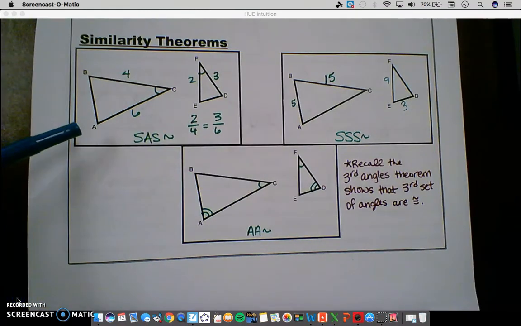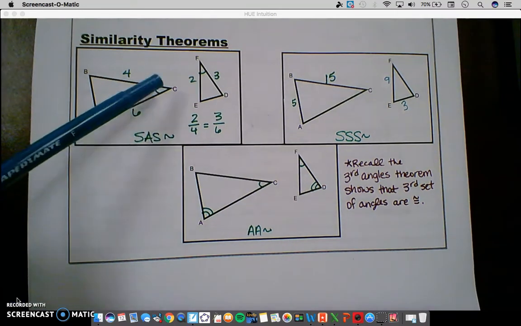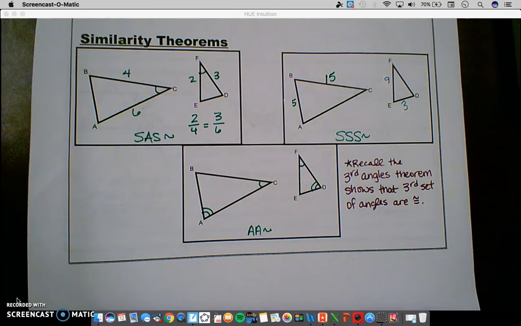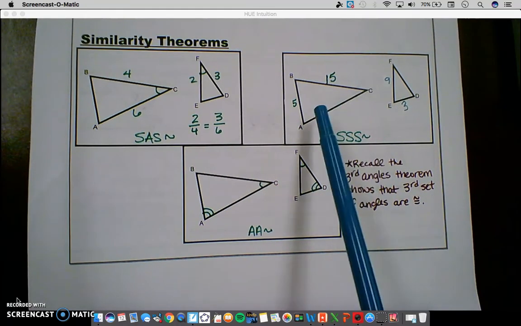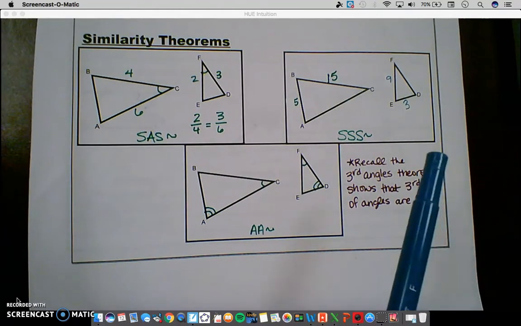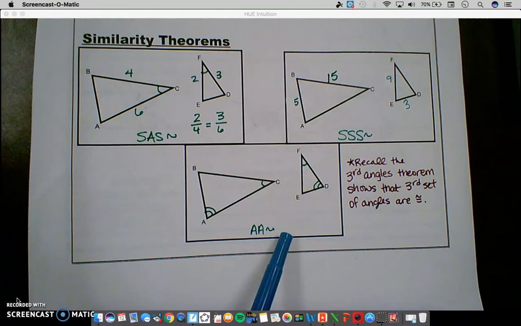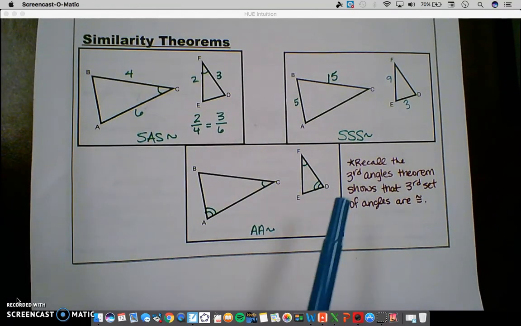These similarity theorems are SAS similarity, where we have congruent angles and then those corresponding sides are proportional. SSS similarity, where all 3 sets of sides are proportional. And then AA similarity, where we have 2 sets of angles that are congruent, which means the sides will also be proportional.